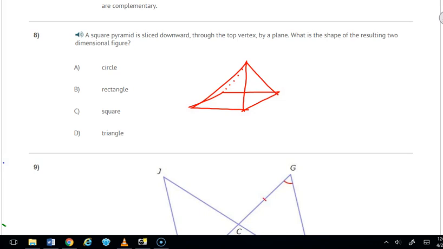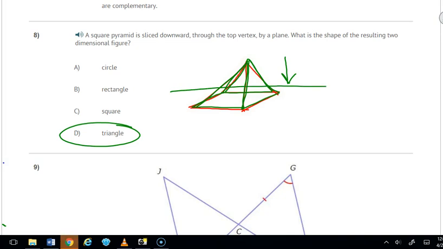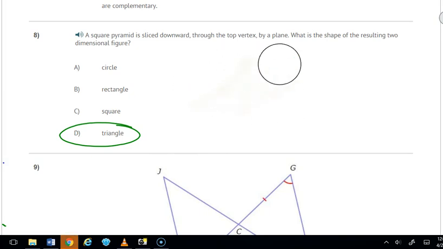Okay, so there's my pyramid. With this pyramid, if I were to cut down through the top, so that means I'm cutting straight down this way, I would get this shape right here, or this shape right here, or this shape right back here, or the side shape, depending on which one. And all four of those shapes are triangles. Now, if it asks about a horizontal, then I would obviously get a square. So you need to make sure you read the question carefully to determine what the question is actually asking you with these types of questions.